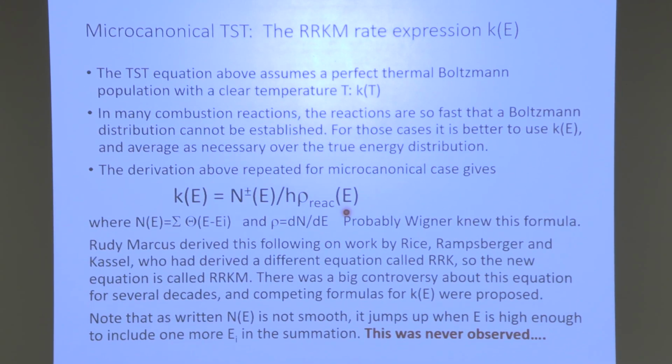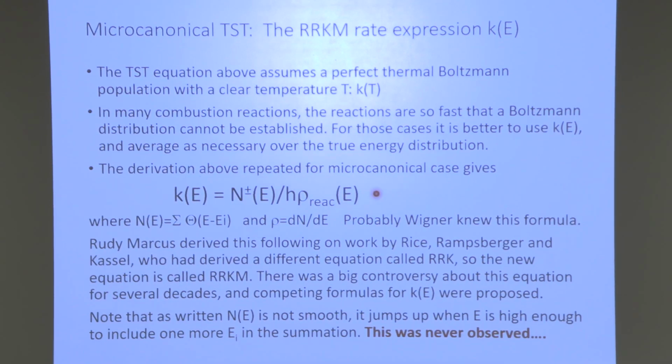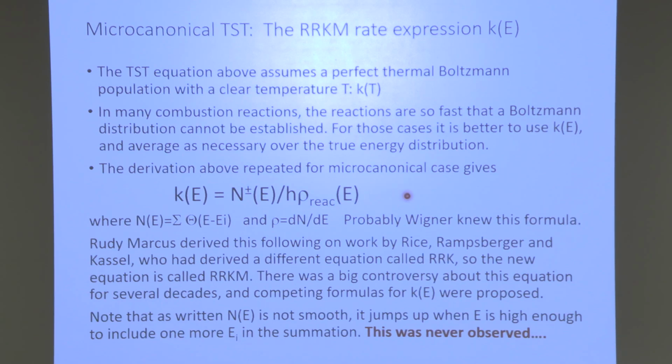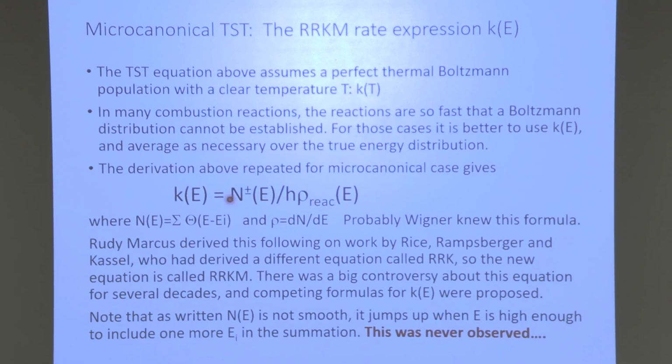And you can repeat the entire formulas for transition state theory, but don't assume Boltzmann, and instead assume a delta function, that you have a well-defined energy. And when you do it, you end up with this crazy thing. And what this is, let's see if I can explain this.